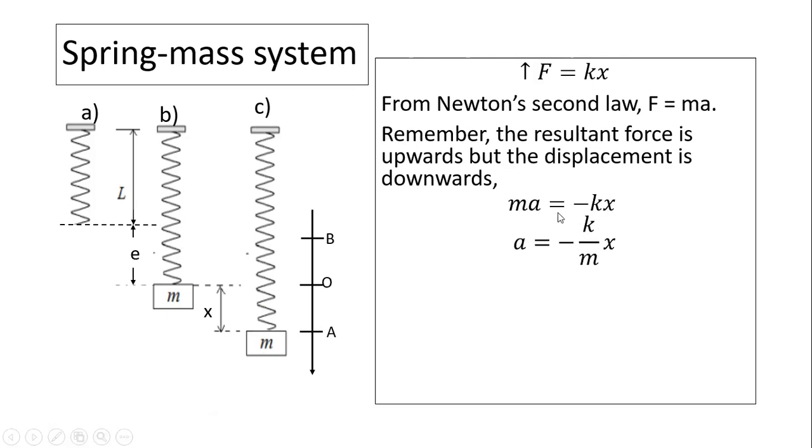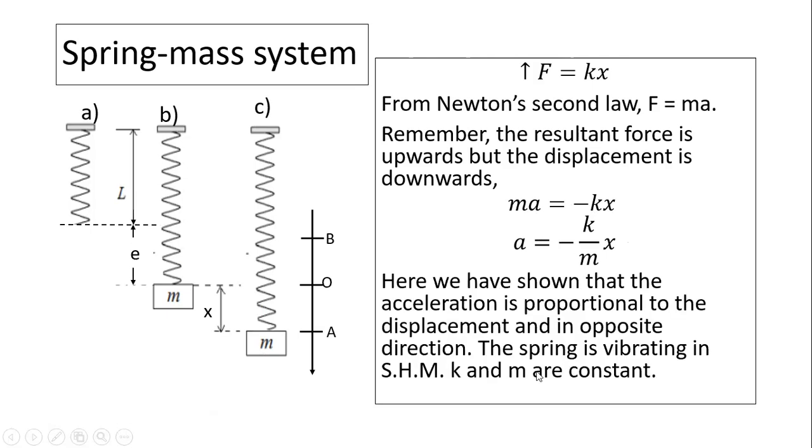Then take the m down, we got our a equals minus k over m times x. K, the spring constant, is constant and m is constant. So we have shown that a is proportional to x and there's a negative sign there. We show that acceleration is proportional to displacement and acceleration is always opposite to displacement. So we have shown that the spring is vibrating in simple harmonic motion.